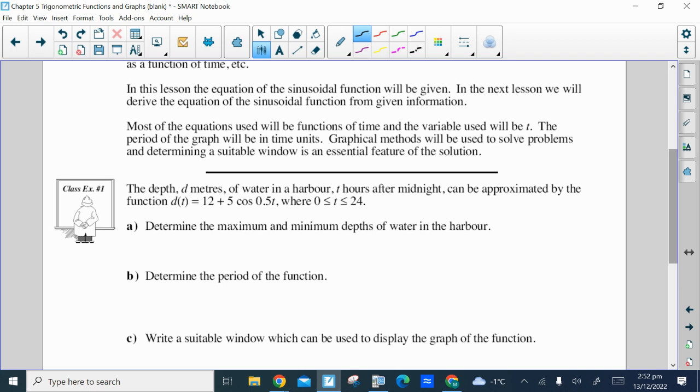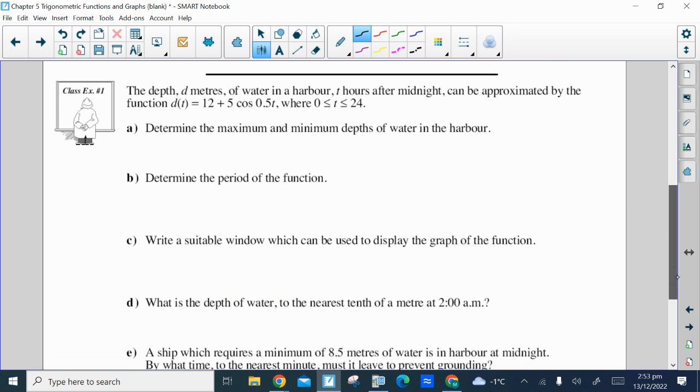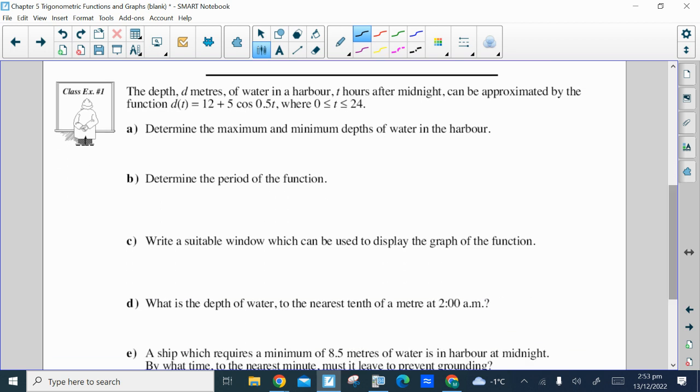Okay, so we'll do some more work working with equations. Most of the equations will be functions of time and the variable used will be t. The period of the graph will be in time units. And graphical methods will be used to solve problems, and determining a suitable window is an essential feature of the solution. So the depth d meters of water in a harbor t hours after midnight can be approximated by this equation between 0 and 24 hours. Determine the max and min depths.